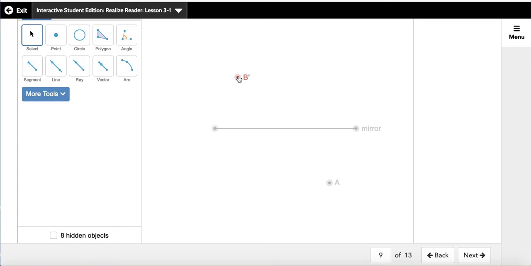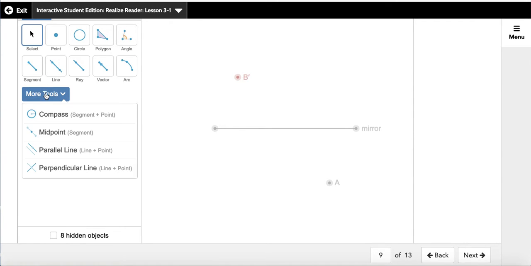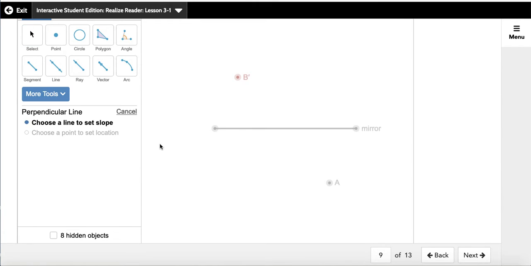We take this one here. Let's make the perpendicular segment thing going on. Remember that? Make a perpendicular line. Choose a line to set the slope. I want this to be the line. And I want it to go through that point.